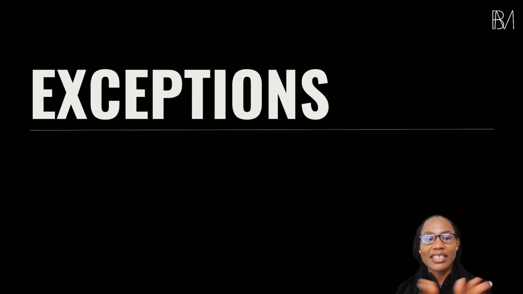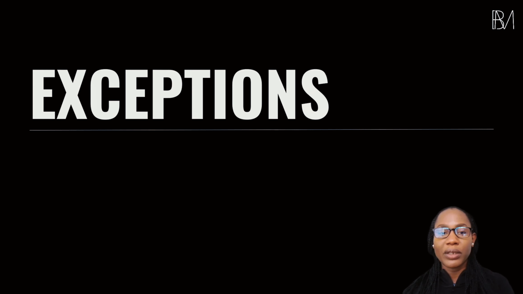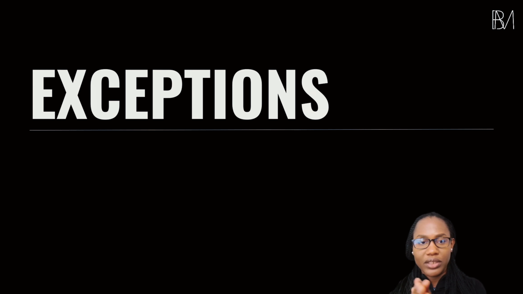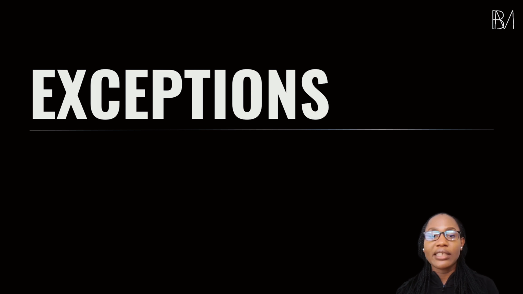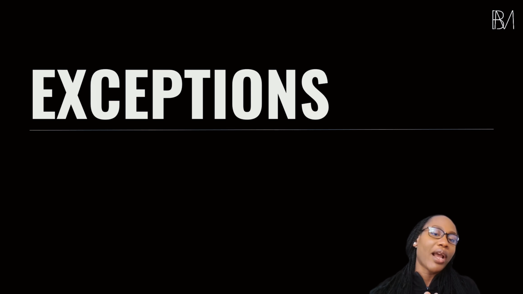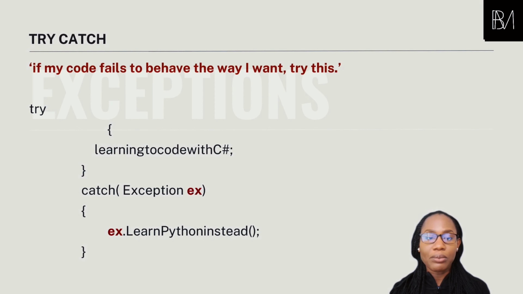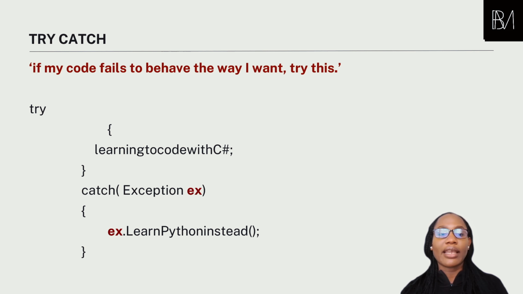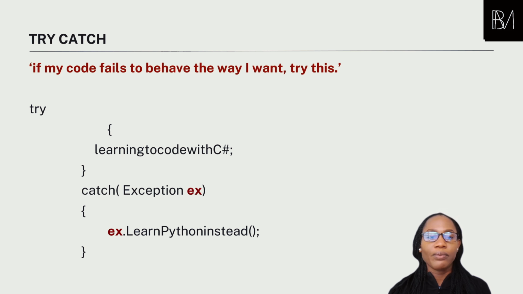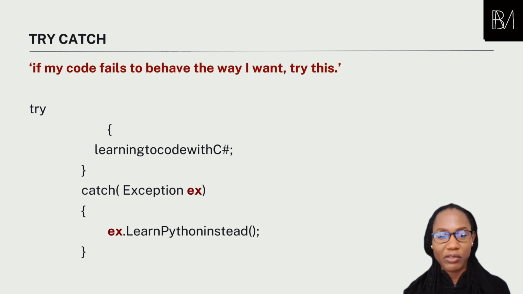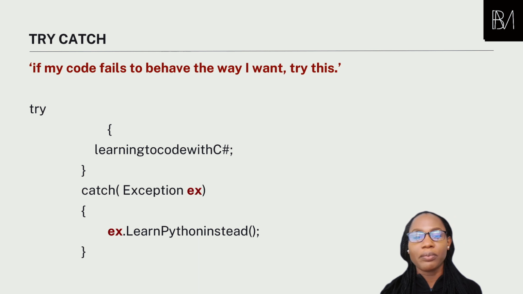Finally, let's talk about exceptions. I've talked a little bit about this when I was discussing the for loop and how we wanted to exit at some point. Exceptions and exception handling are a very vital skill for programming. We'll best learn this practically. I'm not going to go into too much explanation for this, but just as an example, an exception is like a try catch statement. So try learning to code with C#, and catch any exception where C# is too difficult and just exit and say we'll learn Python instead.